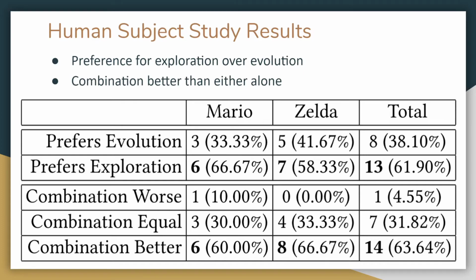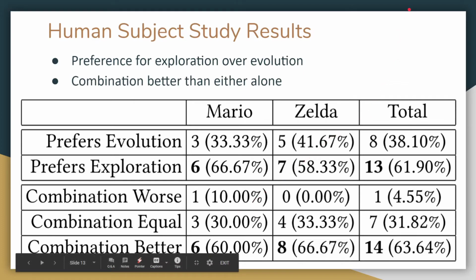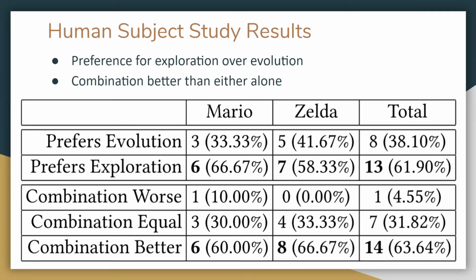And the results of that study are here. Because the sample size was fairly small, we don't have any statistically significant findings here. But we do see that people generally seem to prefer exploration slightly over evolution, which is a little bit surprising. And also, the users feel that the combination of the two elements, the direct exploration and the evolution, is better than either one in isolation, which is not really surprising, but it is reassuring that that is what came out of the study.